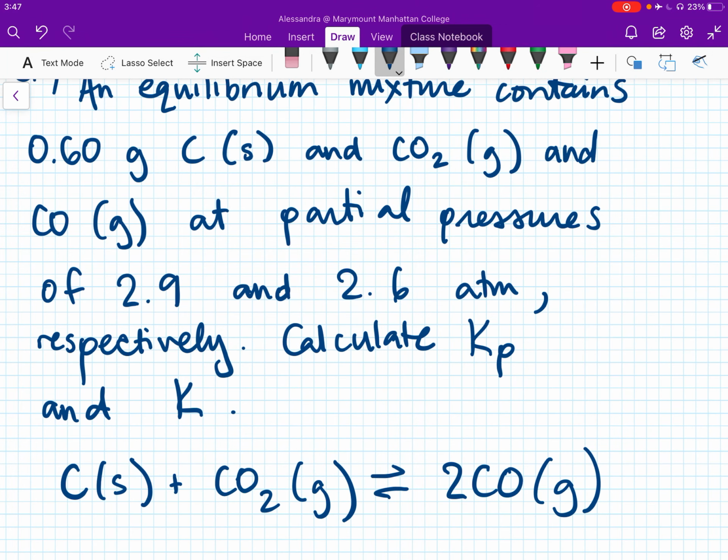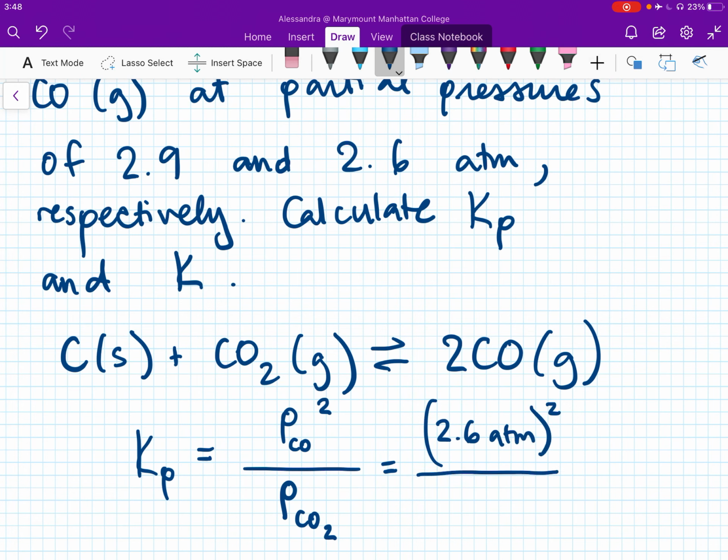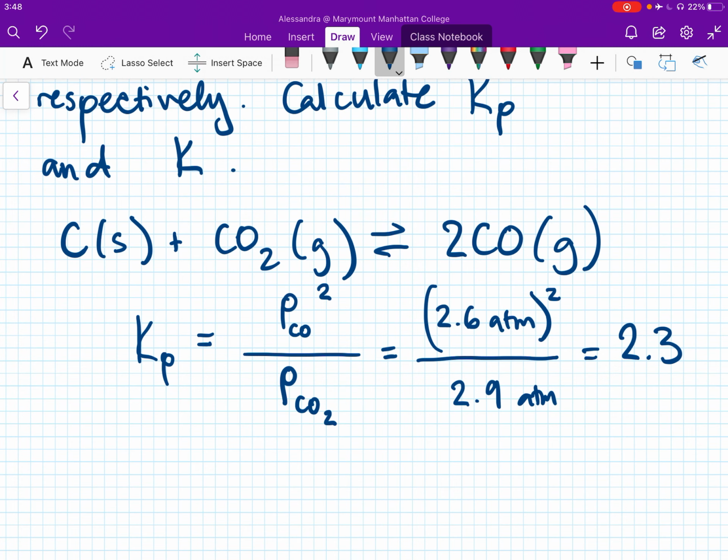So looking at that reaction, we can write an expression for Kp. We leave the solid out of it. Kp is equal to the partial pressure of CO squared, because of its stoichiometric coefficient, over the partial pressure of CO2. We're leaving solid carbon out of it because it's a solid, so it doesn't appear in K. Now we know the equilibrium partial pressures from the problem. CO was 2.6 atmospheres, so I'm going to square that in the numerator. And CO2 was 2.9 atmospheres. So we calculate a Kp of 2.3 for this reaction. Now, that's the Kp. What's the K?